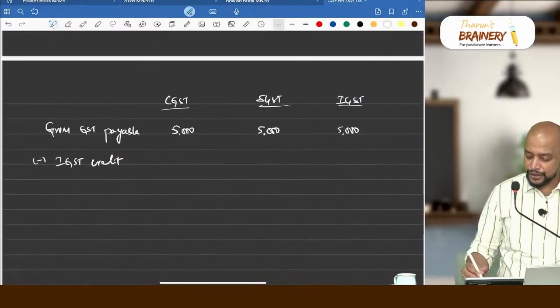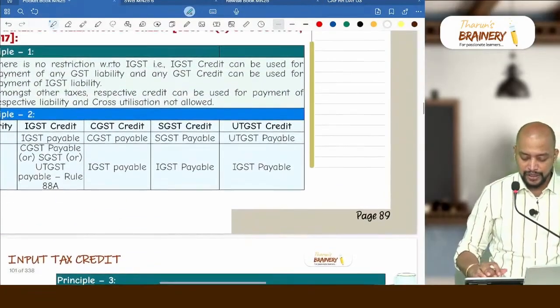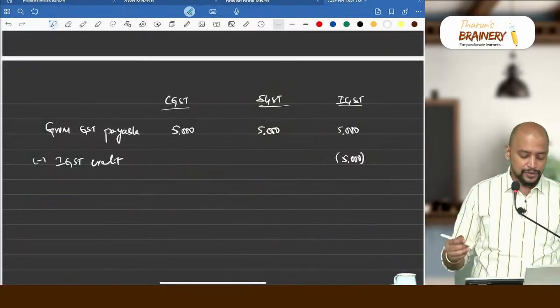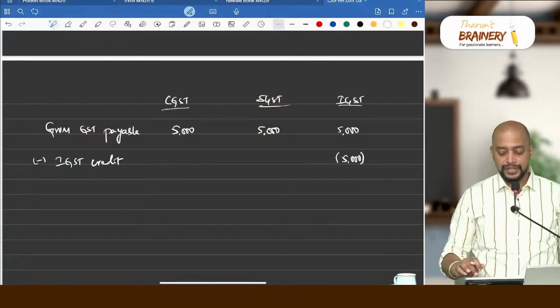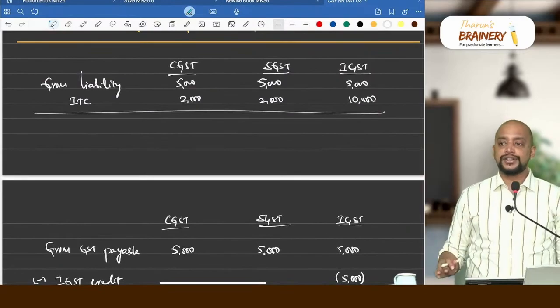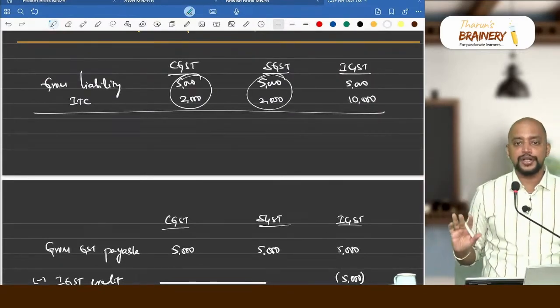10,000. But first I should use it for payment of 5,000, because principle number 2 talks about the priority. IGST credit first for IGST payable. So 5,000 I have utilized. Still I have 5,000. That 5,000, don't utilize for CGST fully or SGST fully, because you observe what their liability is. So this small computation you need to make.